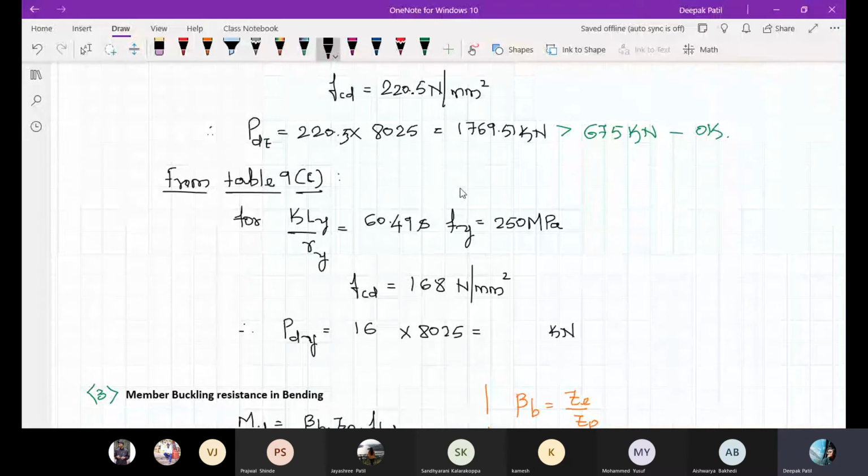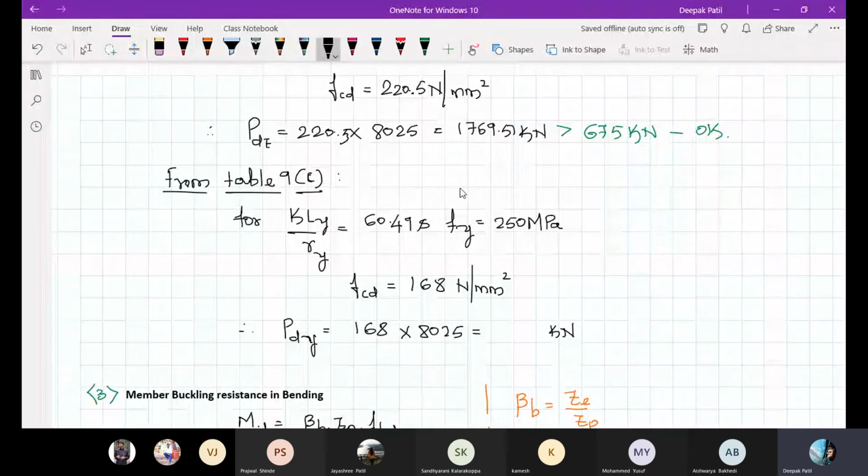So it is 168 multiplied by the gross cross-sectional area, that is 8025. So this comes out to be 1348.2. And since this is also more than 675 kilonewtons, hence it is okay.